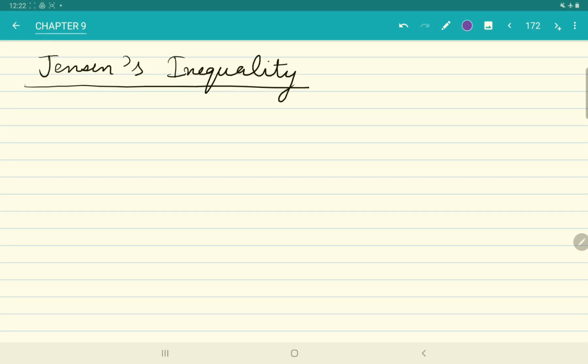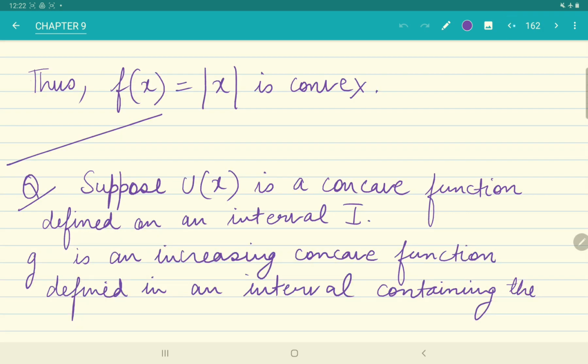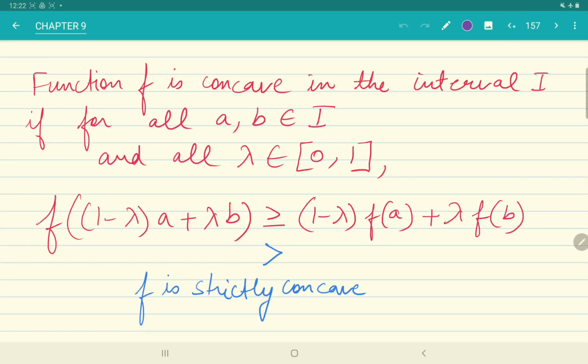Let's now take a look at the general definition of a concave function. This one here. And so we have a and b in the interval I. Let's put x1 instead of a and x2 instead of b. 1 minus lambda can be written as lambda 1. Lambda can be written as lambda 2.